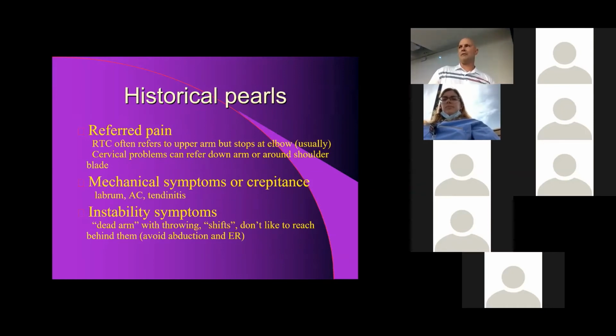But oftentimes cuff pathology refers pain to that area of the arm, sometimes even all the way down to the elbow. But if it's going beyond the elbow, it makes you start to think at least about a cervical radiculopathy or something with the brachial plexus. And obviously cervical problems can radiate all the way down to the fingers, with numbness, tingling. Sometimes it's just pain, as far as distribution.